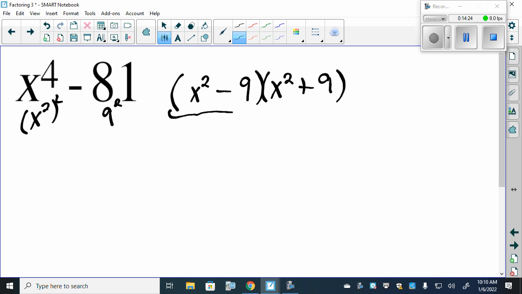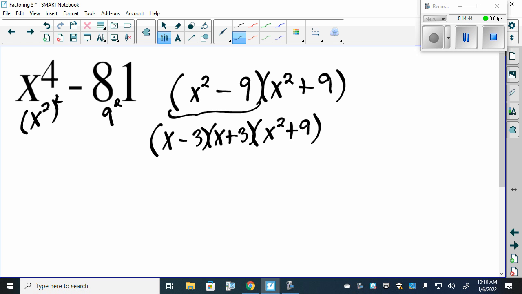But if we look at this one here, x squared minus 9, well, x squared and 9 are both still perfect squares. So this here would actually factor to x minus 3 times x plus 3. Now here, we're just going to keep this as x squared plus 9, because this won't have real factors.